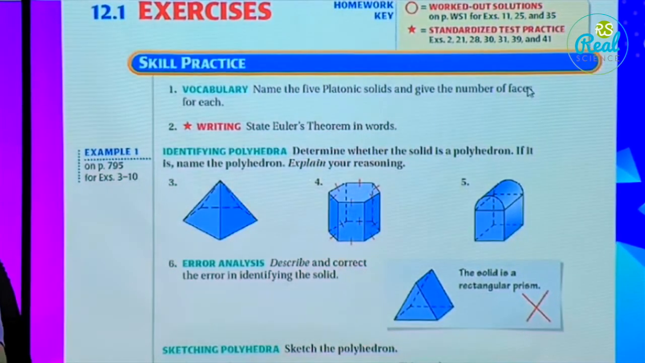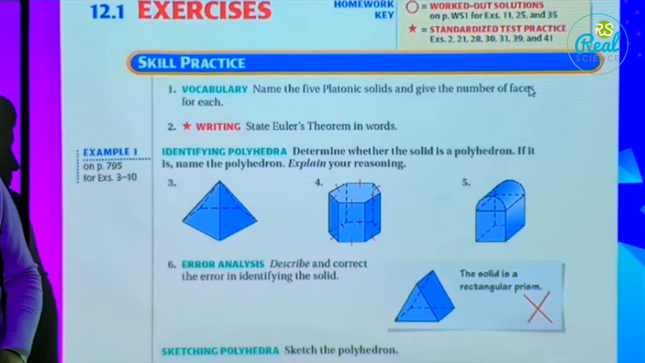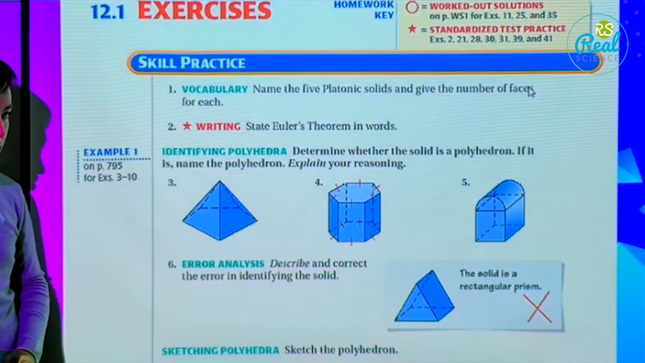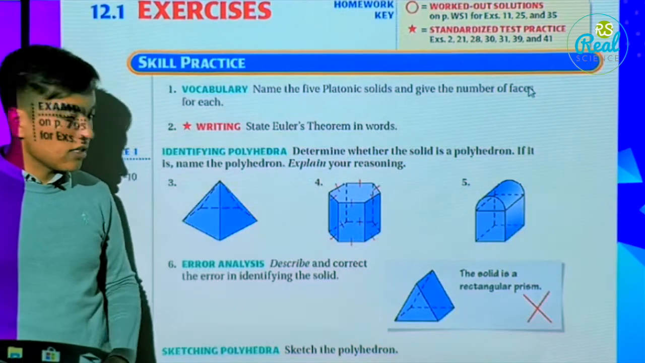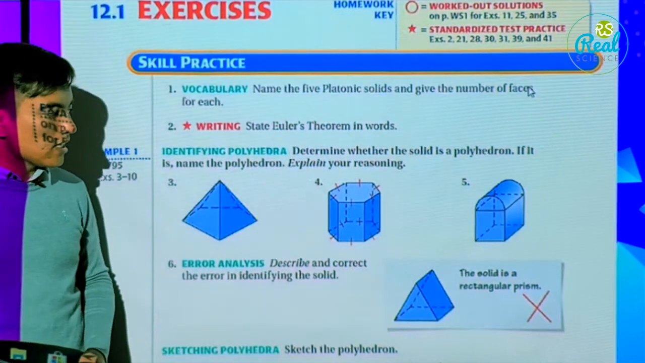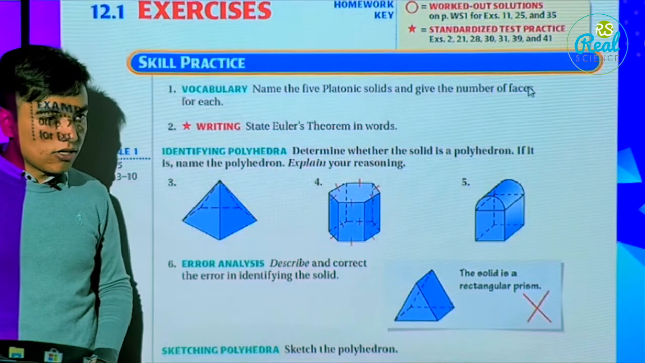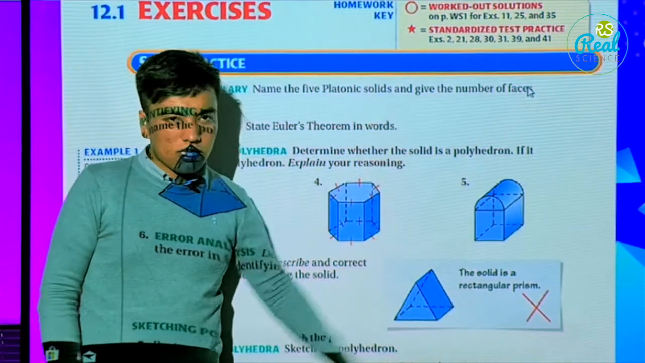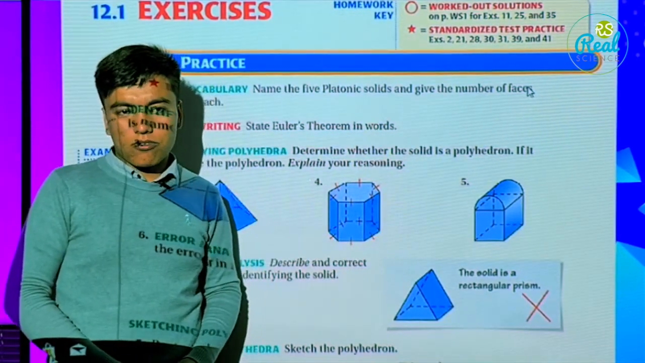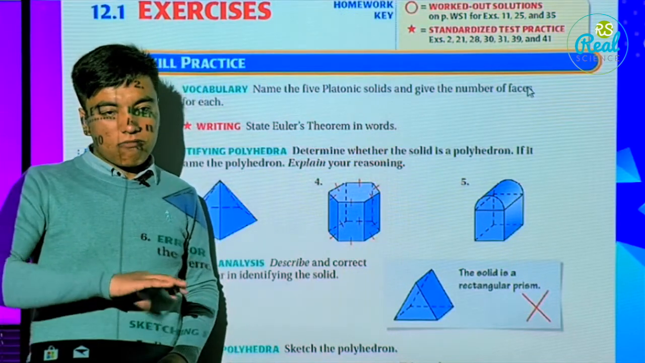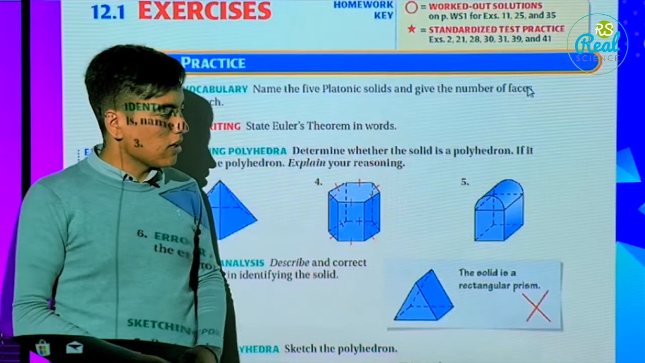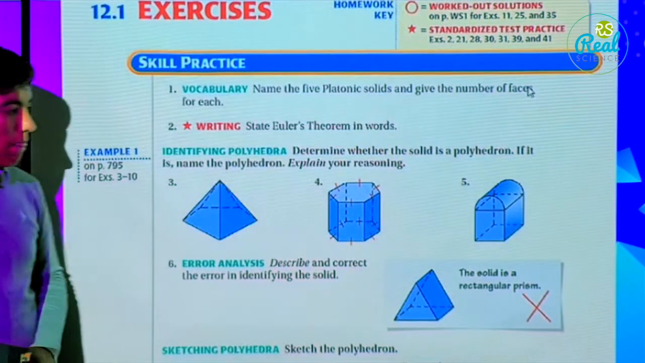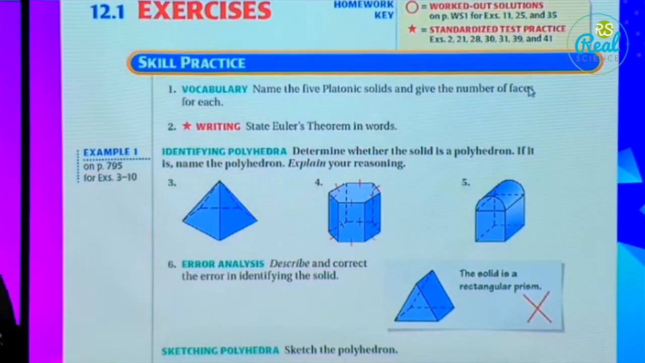So the third one: determine whether the solid is a polyhedron. If it is, name the polyhedron and explain your reasoning. This one is a polyhedron, a pentagonal prism. The second one is a hexagonal prism. Prisms and pyramids are polyhedra. What about this one? No, it's not a polyhedron because it has a spherical, circular part. It's a semi-cylinder, and it's not a polyhedron because of this.